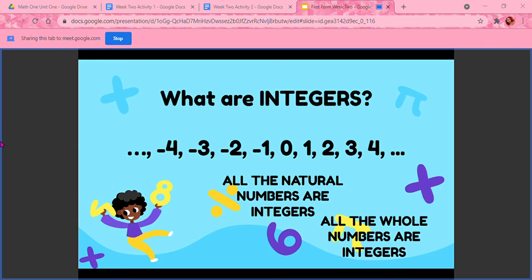And what if I have negative 2.5? Is that an integer? No, miss. Very good. It is not an integer.